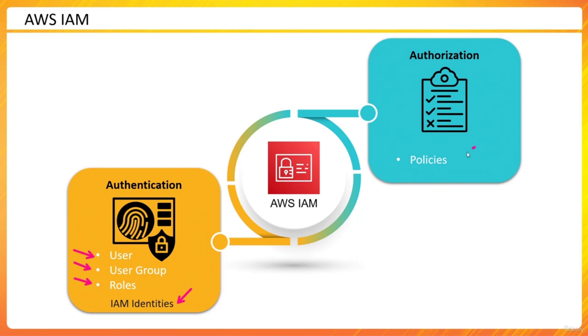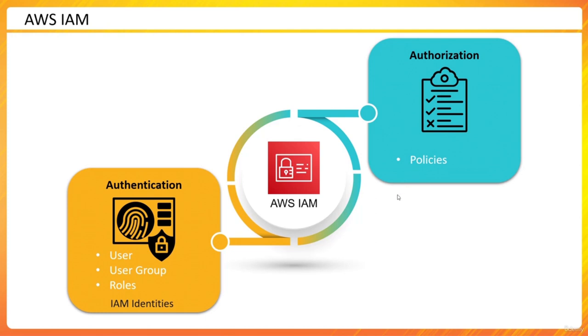For authorization, everything is taken care of by policies. Policies are written in JSON format, and I'll show you some of them in the next chapters. But policies dictate what can be done, what is allowed, what is denied. So basically it is a statement where we have details about what is allowed and what is denied. Those are called policies. There are different types of policies. We'll discuss them as we move forward, right? So hopefully this thing is clear. Identities are helping you with authentication: user, user group, and role, and authorization is provided by the policies which you utilize.